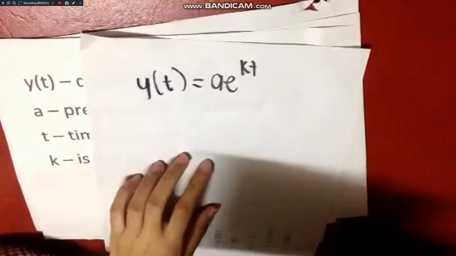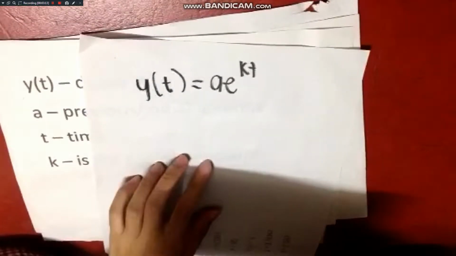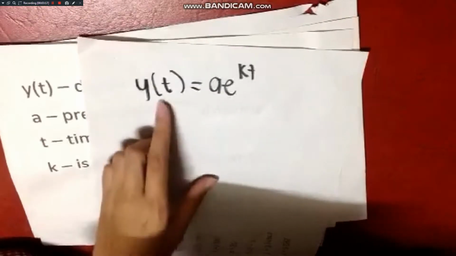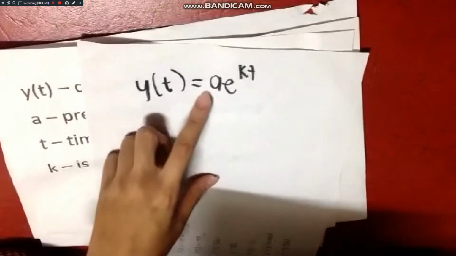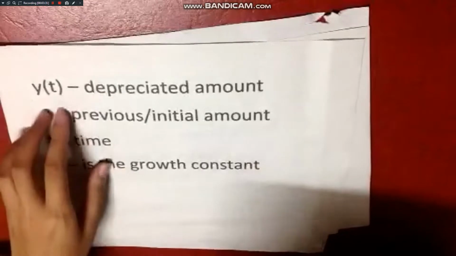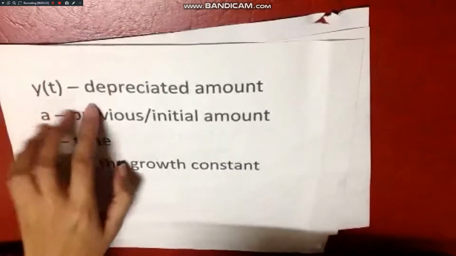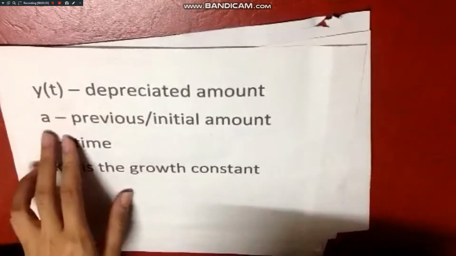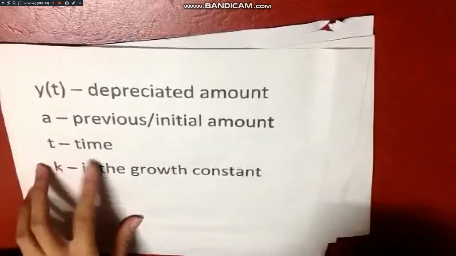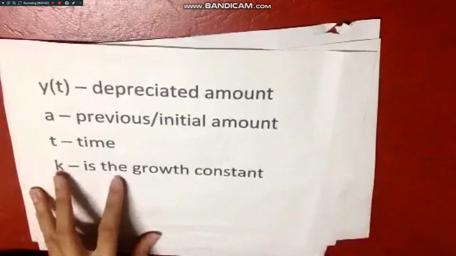Before we answer the problem, we're going to get the value of k. In solving the value of k, we use the formula y of t is equal to a e raised to the power of kt. In order to find the value of k, we use the following data. y of t is the depreciated amount. a is the previous initial amount. t is the time. k is a growth constant.